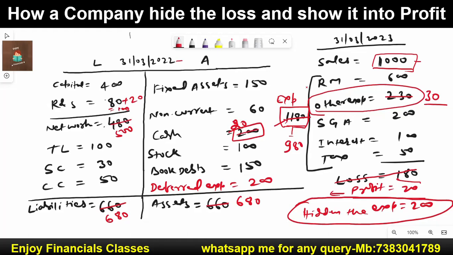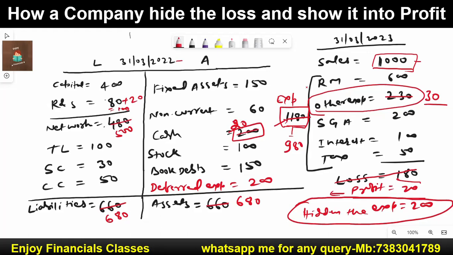So what are deferred expenses, friends? Deferred expenses are any expenses which have been postponed and over a period of maybe 5 years, 10 years, they will gradually be written off. That is also called amortization. Those things we will discuss in detail in a later part of the video. But here I want to just show you that the company has shown the deferred expenses on the asset side.